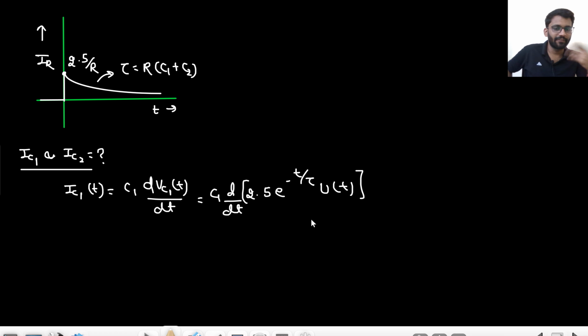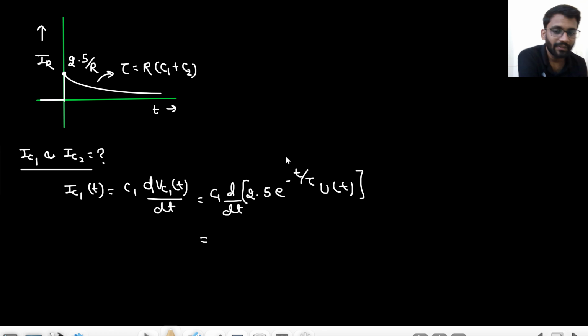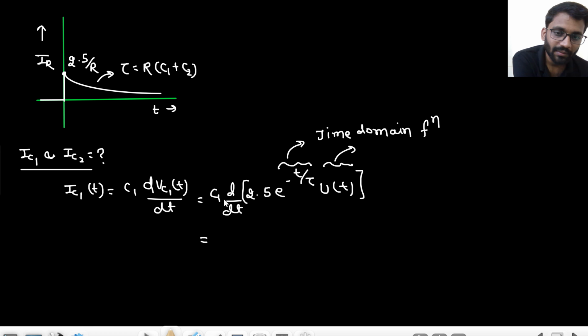Now, many of the students will differentiate it something like this. C1 and u(t) will come ahead, so they will just differentiate this part. So it would be 2.5 by 2 and a negative value, e to the power minus t upon 2, and u(t) remains there. Now this is wrong. The only part that can come outside is 2.5 only. This is also a time domain function, and this is also a time domain function. Both are time domain functions.